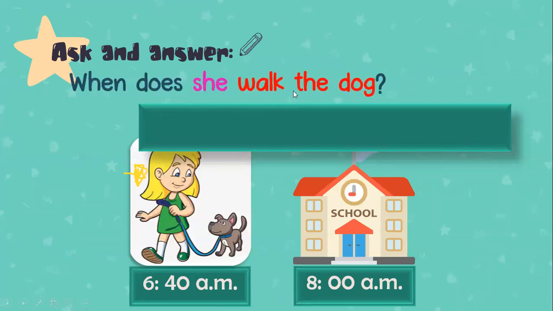When does she walk the dog? One more time. When does she walk the dog? In this case, the information says she walks the dog at 6:40 a.m. in the morning, and then she goes to school. In this case, the answer is she walks the dog before school.